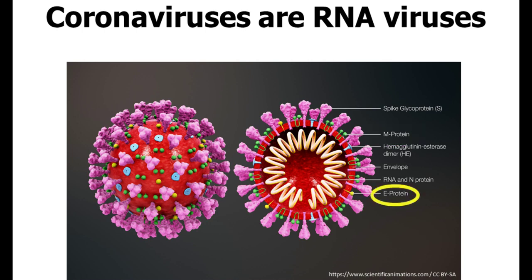The E, or the envelope protein, is a small integral membrane protein that's involved in several aspects of the virus's life cycle, such as assembly, budding, envelope formation, and pathogenesis. So it's really important in the critical aspects of the virus's life cycle. So a coronavirus lacking an E protein could make a promising vaccine candidate, for example.